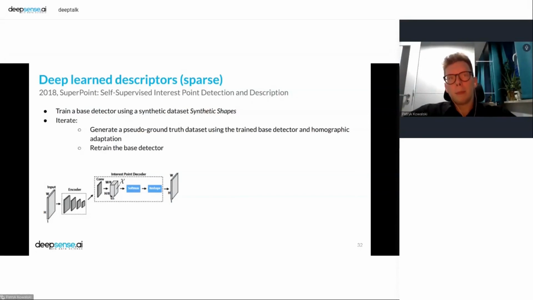So if there is a key point in this cell, then it should be assigned to one of those channels. And if there isn't a key point, it should be assigned to this garbage bin channel. So the output here corresponds to the probability of every pixel being a key point.